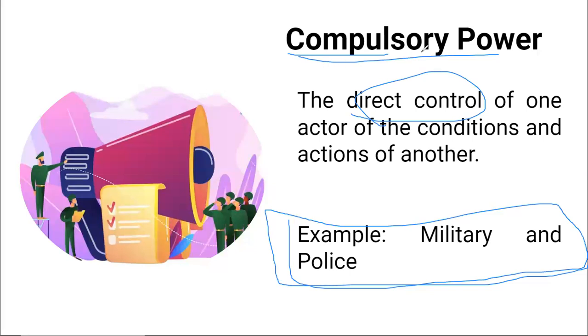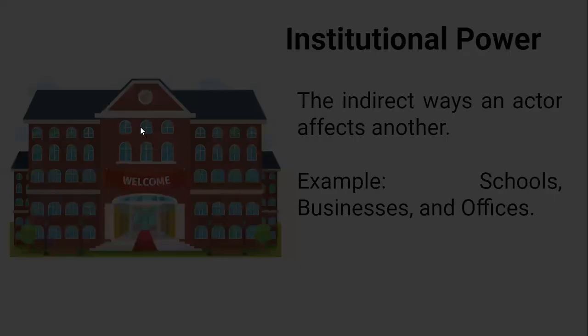Okay? So where does this compulsory power happen? Usually in authoritative regimes and countries such as North Korea, for example, Nazi Germany, for example, imposes compulsory power, right? So these particular things operate in a direct control and in a direct manner. Okay? So that is compulsory power. Let's move forward to the second taxonomy.